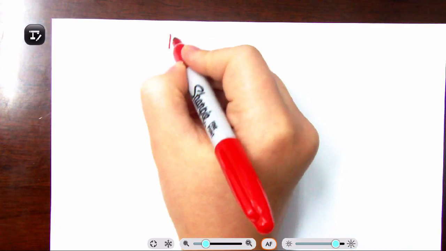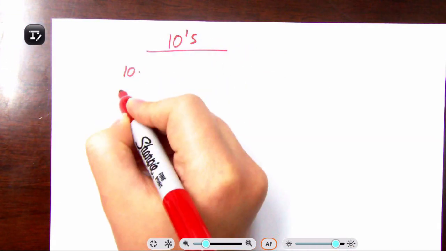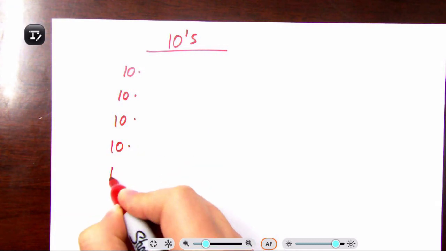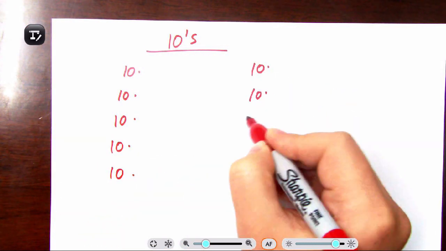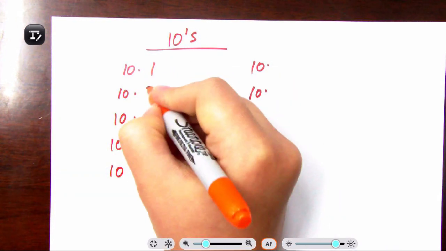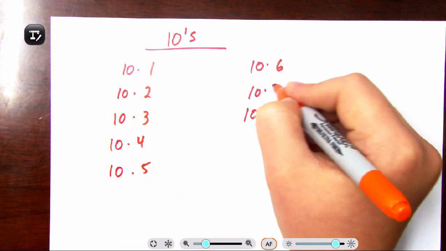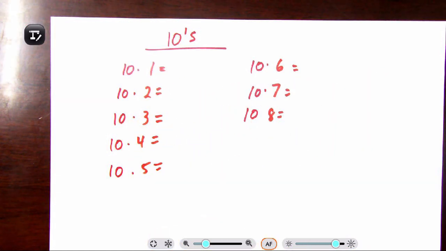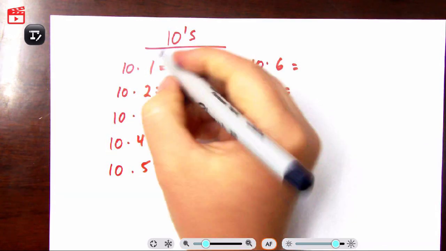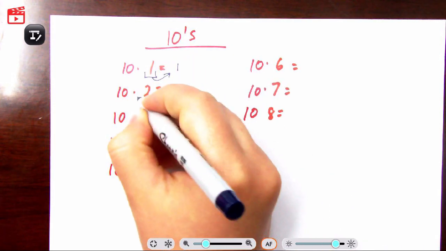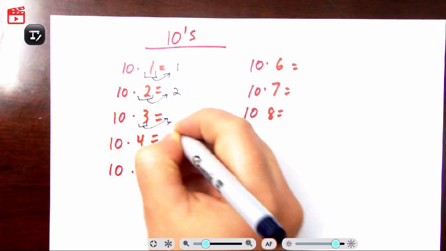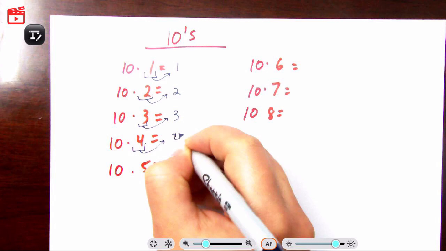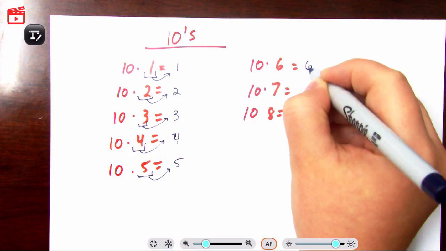And very lastly, 10s. 10s are also one of my favorites because you take whatever that number is and you put a 0 on it. So let's do 1, 2, 3, 4, 5, 6, 7, 8. And you can go on forever and ever, and this pattern's going to work. So for example, 10 times 1, we take that number, we put it. Times 2, take that number, put it. And that's going to be in your tens place.